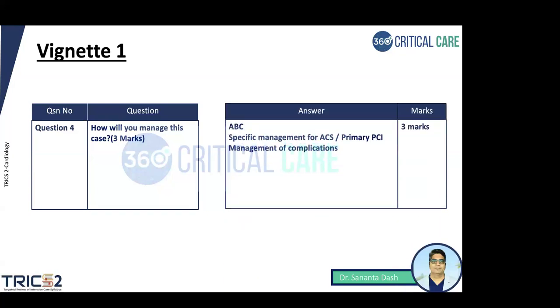Okay, let's see. Loading dose of medication with Ecosprin and clopidogrel. All right, so this is a very broad question. Patient with MI, how will you manage? You have to talk about general management, specific management, and management of complications. I'm saying this format so that you will not miss anything.